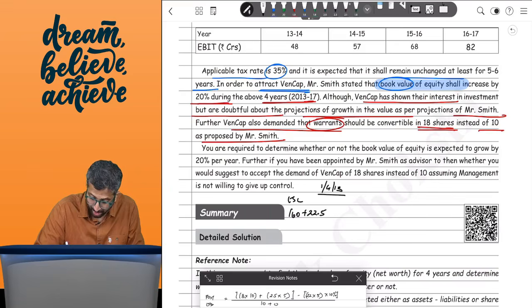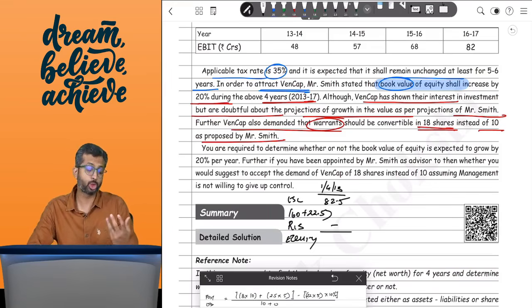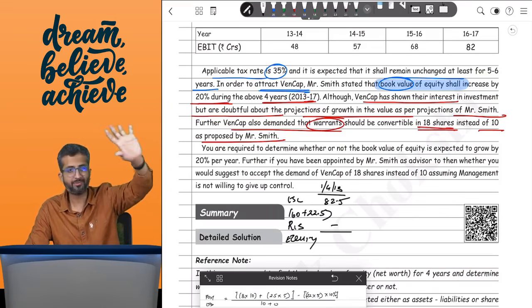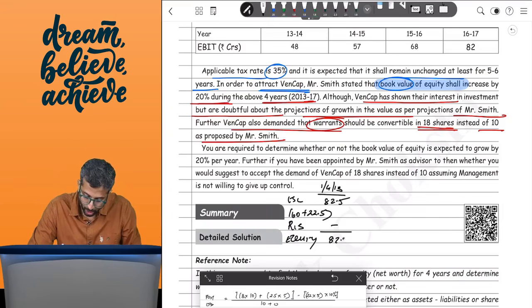Smith and 22.5 crores with VenCap, that is 82.5. Are there any reserves? The answer is no, and hence your book value of equity, see, there is 22.5 crores of debt, 160 crores of loan, that is 182.5 of borrowings. It's not a part of your equity. So 82.5 crores is your equity.